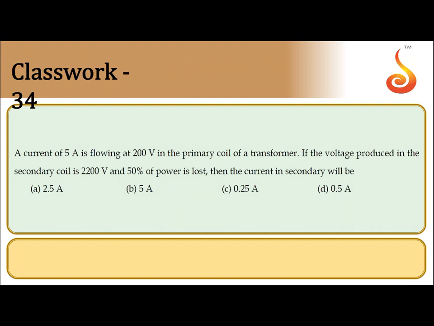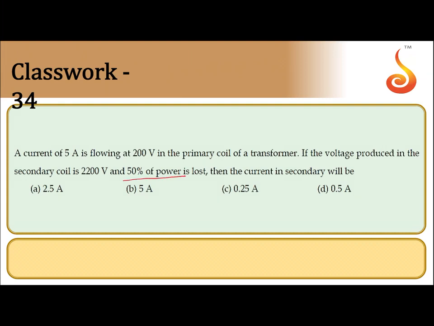A current of 5 ampere is flowing at 200 volt in the primary coil of a transformer. If the voltage produced in the secondary coil is 2200 volt and 50% of its power is lost, then current in the secondary will be. So you need to find current in the secondary. So 50% of power is lost, that means 50% is remaining.